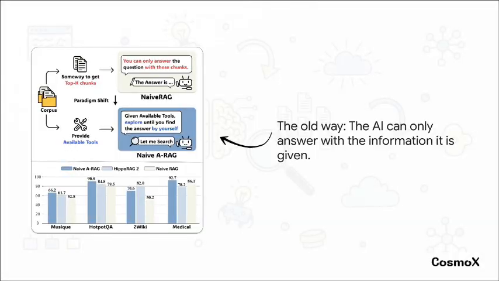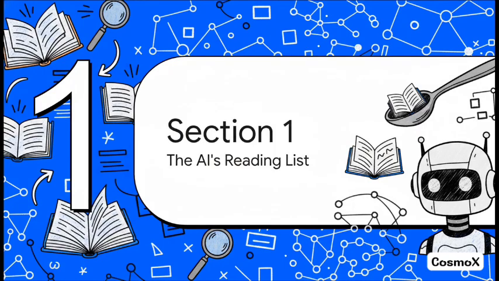You see, the old way of doing things, which is what you're looking at here, is kind of like treating the AI as a junior researcher who you have to spoon-feed everything. You just hand it a stack of documents and say, okay, you can only use these to find the answer. And if the key piece of info isn't in that stack, well, the AI is completely stuck. It's got nowhere else to go. So that brings us to our first section, the AI's reading list.